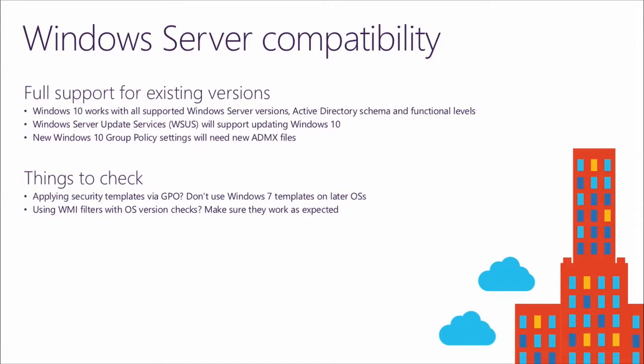And of course, for server compatibility, there's full support for existing versions. It'll work with Active Directory schemas and functional levels. WSUS will support Windows 10. Group policies will support it, but for Windows 10 specific policies, you'll need new ADMX files. Correct. So if you're deploying GPOs to Windows 10 machines specifically, don't use your Windows 7 or later OS templates. Make sure you have the right ones. Yep. And of course, WMI filters can be your friends on that one, so you don't end up deploying a policy to a machine that will make it unusable.